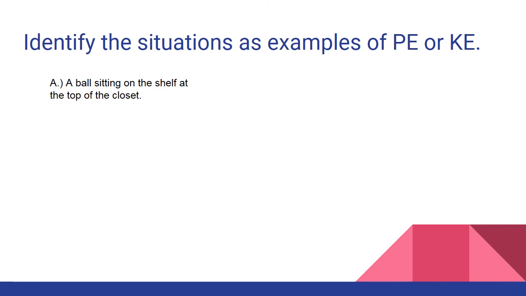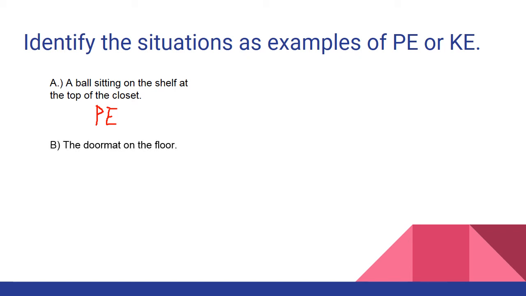Alright, and so the last thing we're going to do is look at a few different situations and figure out whether they are an example of potential energy or kinetic energy. Let's take a look. In our first situation, we have a ball sitting on the shelf at the top of a closet. Which do you think that is? The correct answer is potential energy. Since the ball is being held at a certain height up above the ground but is not in motion, we'll call that potential.